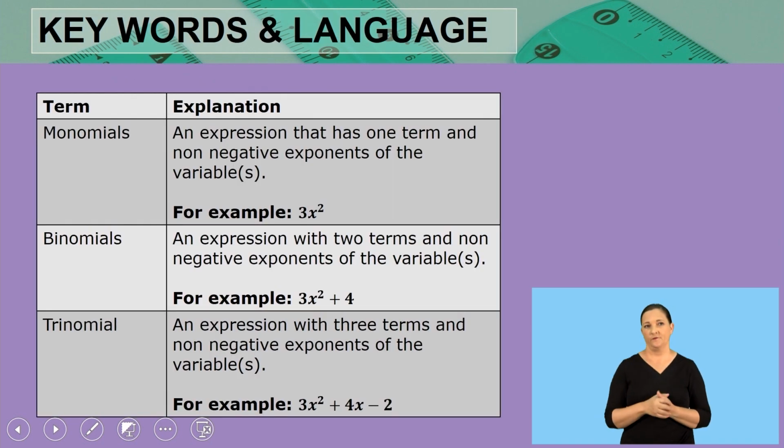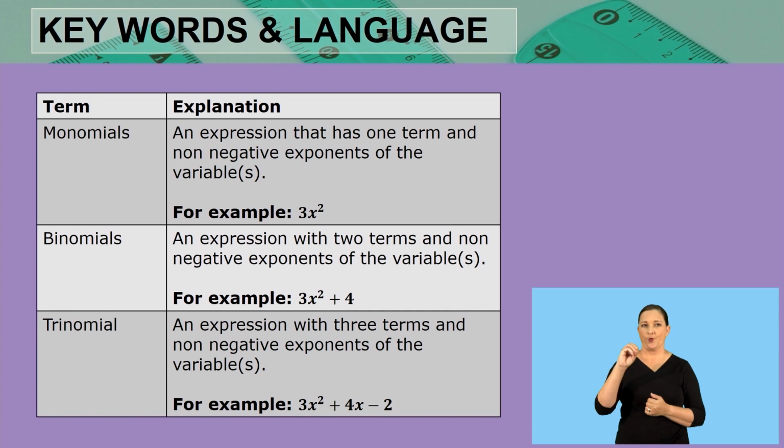Let's look at some keywords that we're going to be using during this lesson. So we are going to be talking about monomials, and that is an expression that has one term and non-negative exponents of the variables, or just a variable if there's one. For example, we have the 3x squared, and that is a monomial. Now, binomials are an expression with two terms and non-negative exponents of the variables. For example, we have the 3x squared plus 4. So those are two terms.